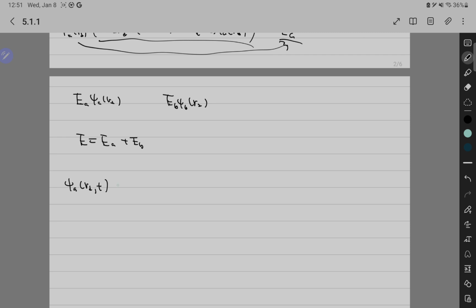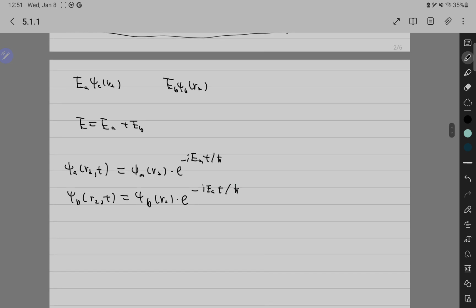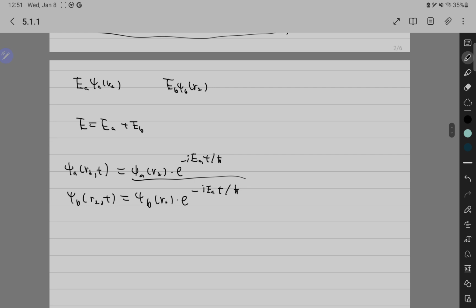So for particle A, the solution is going to be phi A R1 times the time evolution operator, which I have mentioned earlier. And phi B follows the same logic. Phi B R2 times E to the power of negative I EB T over H bar. Right, and you might ask, okay, what is this term? Where is this coming from?